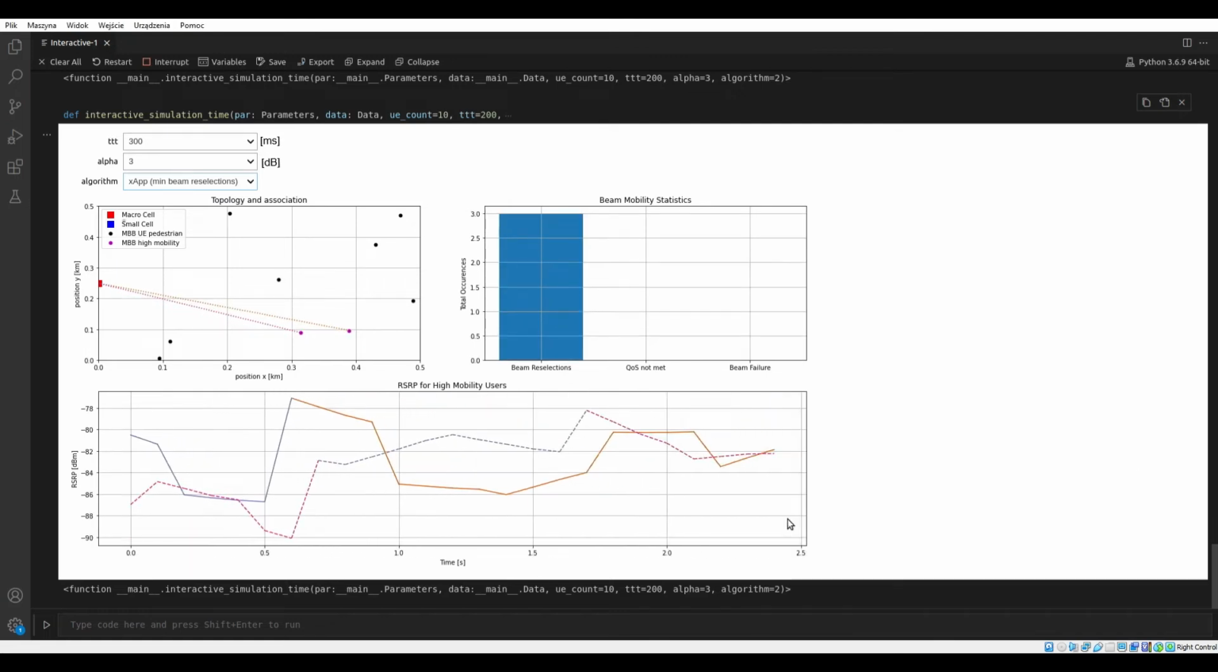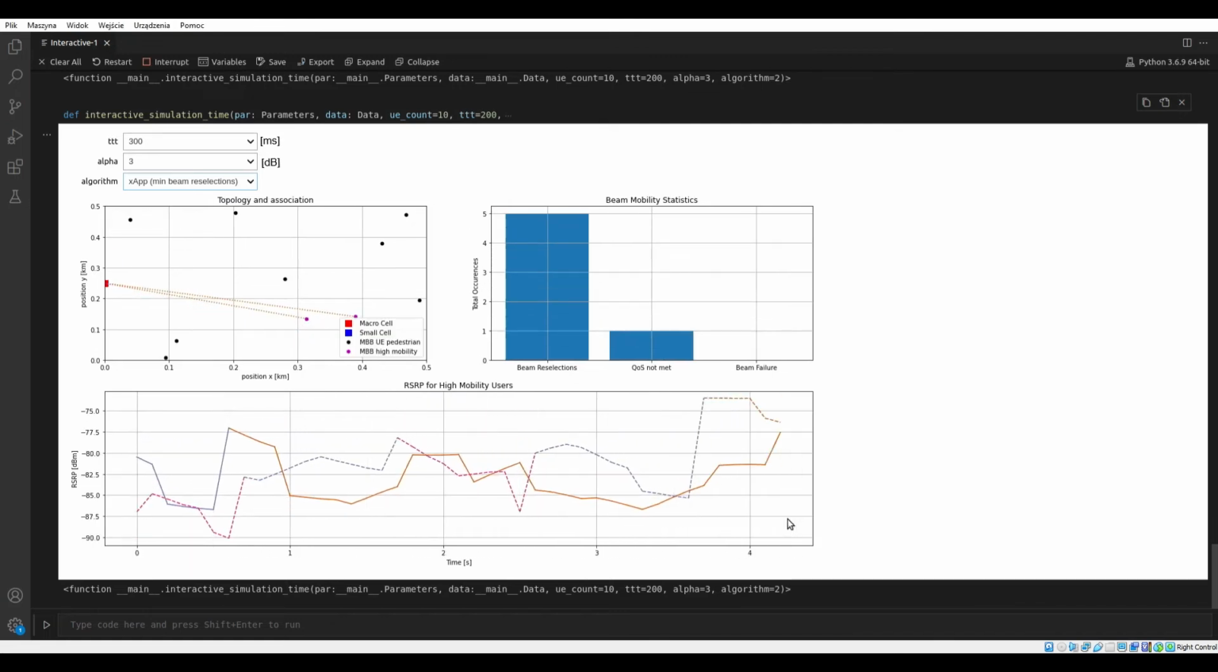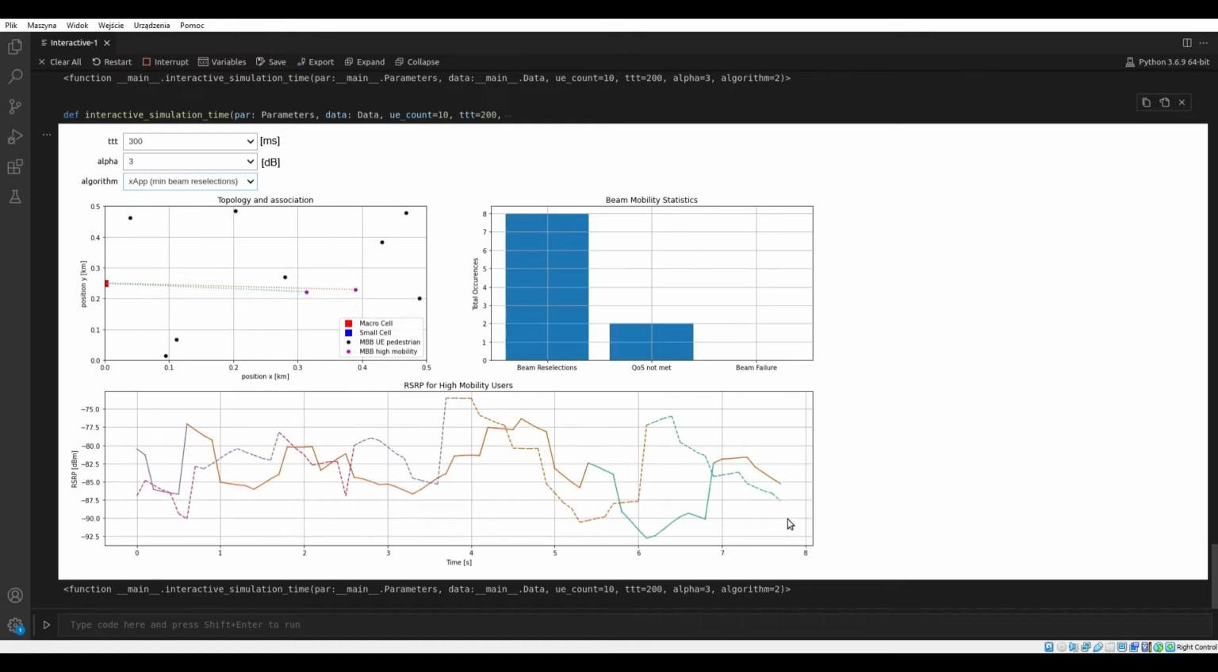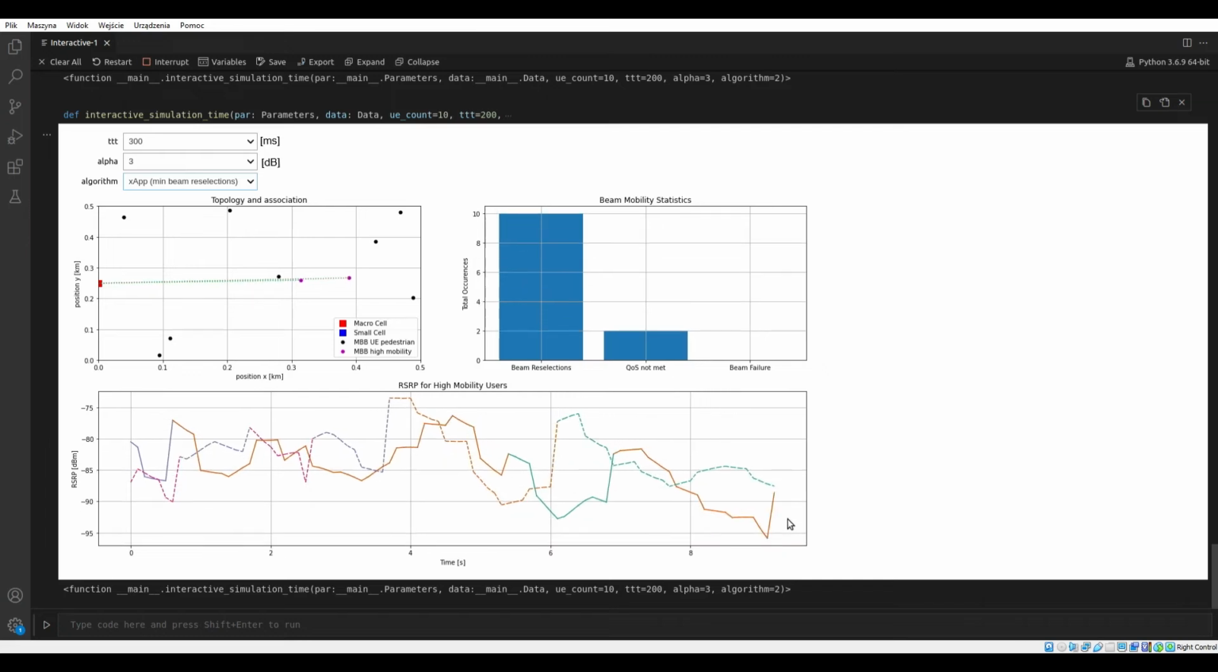Now we are running the BIM Mobility Management XApp, aimed at handover minimization. The XApp optimizes handovers on the basis of the radio environment map.